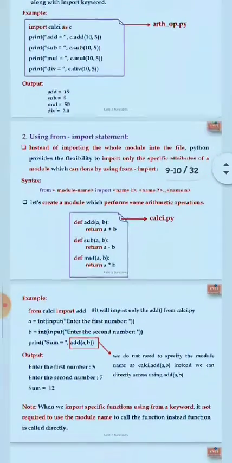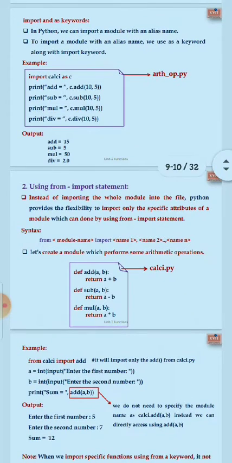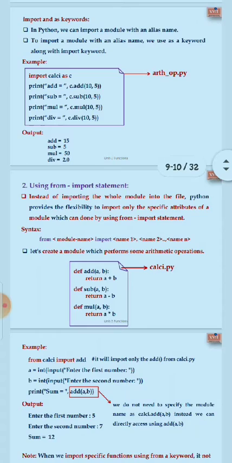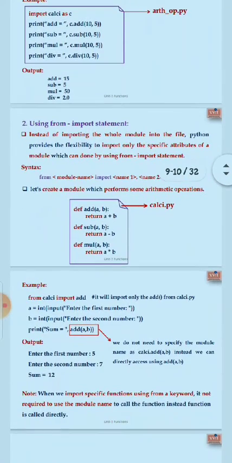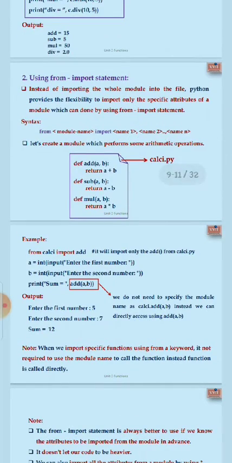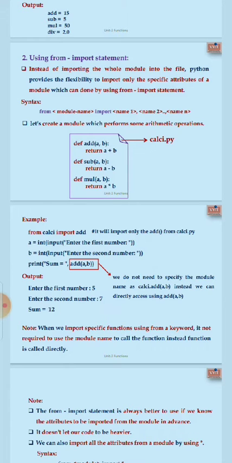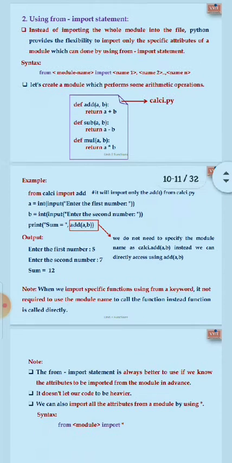Finally, coming to using the from import statement. Instead of importing the whole module, suppose the user wants to use only addition or subtraction or multiplication or division, which means the user wants to perform a specific function in the module. So in order to access this, we are going to use the from import statement. The syntax of the from import statement is from module name import name 1, name 2, and so on, name n. Let us create a module which performs some arithmetic operations as was shown earlier. I am defining the addition, subtraction and multiplication and returning the following results.